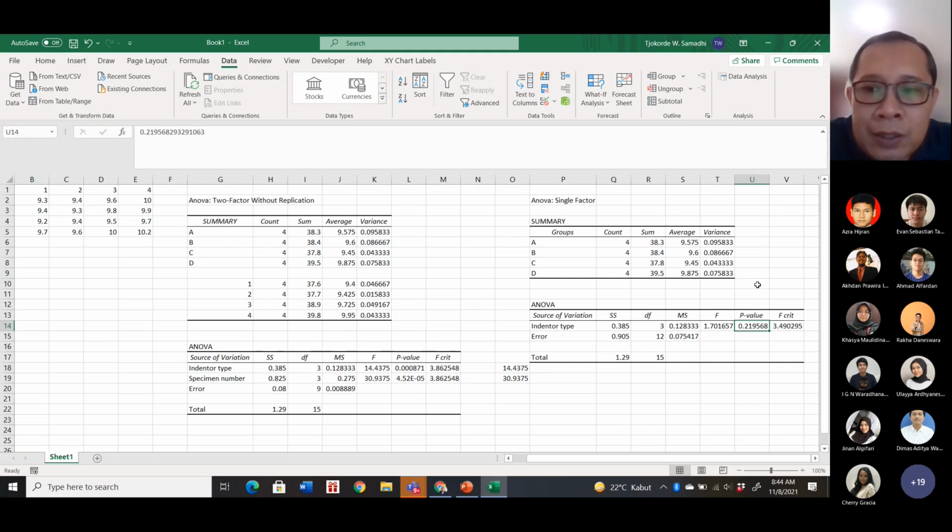Come on, this is an easy one. All you have to do is to compare the p-value with a reasonable value of alpha. Let's say that the alpha is 5%. So the alpha is 0.05, and your p-value is 0.2195 something. So can we say that the indentor type significantly influences the hardness? Is it a yes, sir? Come on, think again. How do you interpret p-value?